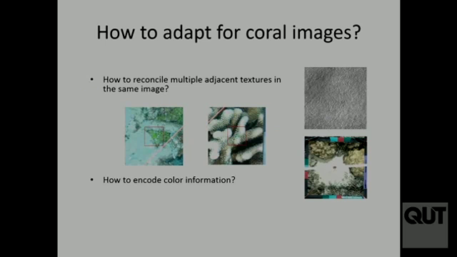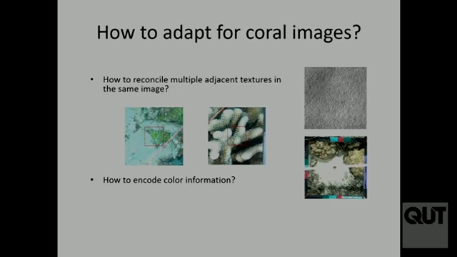So how do we adapt this for coral images? There's a couple of challenges. How do we reconcile multiple adjacent textures in the same image? For example, here, we're interested in classifying what's right here in the image. It's a macroalgae, like a grass, but it's surrounded by this rock structure. So you can imagine if you look at a very, very small surrounding, you're not getting a lot of signal, just a few pixels for it. But if you look at too big an area, you're just going to get this rock. So you have this trade-off between noise and context.